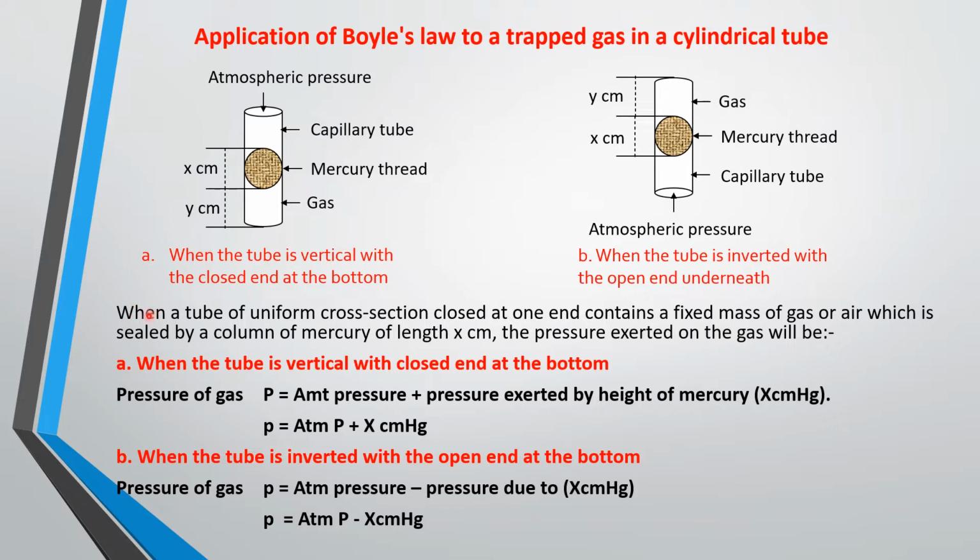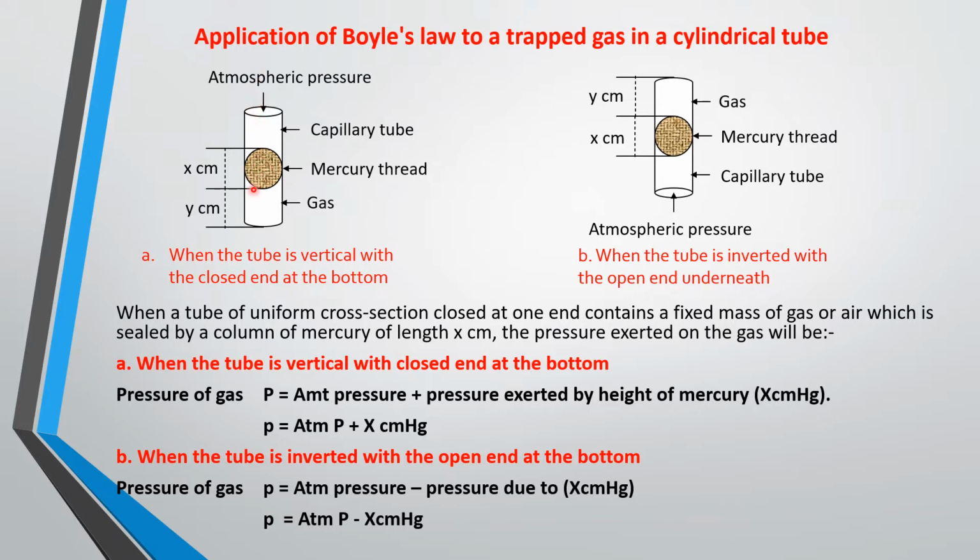When a tube of uniform cross section closed at one end contains a fixed mass of gas or air, which is sealed by a column of mercury of length x centimeters, what will be the pressure exerted on the gas? That's what we want to discuss. When the tube is vertical with the closed end at the bottom, the pressure on the gas will be equal to the pressure of the atmosphere plus the pressure exerted by this height of mercury.